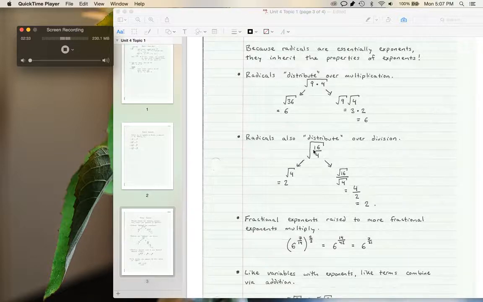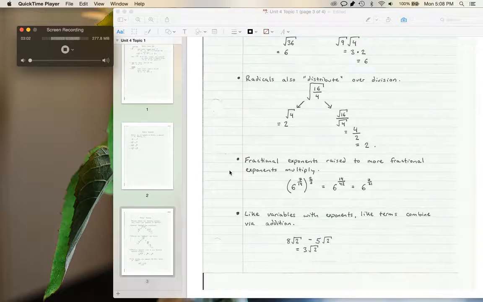So the square root of 16 over 4 is the same as the square root of 16 over the square root of 4. If I were to evaluate that, the square root of 16 is 4, the square root of 4 is 2, 4 divided by 2 is 2. And on the other hand, that makes sense, because 16 divided by 4 is 4, and the square root of 4 is 2. So that's a little evidence to prove to you that radicals do distribute over division the same way that exponents do.